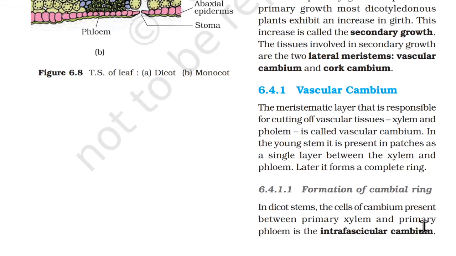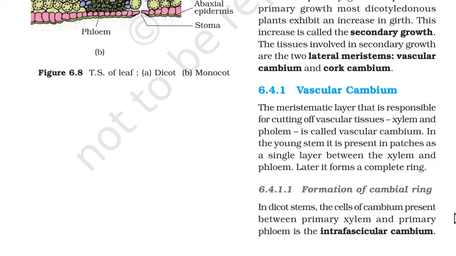6.4.1 Vascular cambium. The meristematic layer that is responsible for cutting off vascular tissues, xylem and phloem, is called vascular cambium. In young stem, it is present in patches and as a single layer between the xylem and phloem. Later, it forms a complete ring.